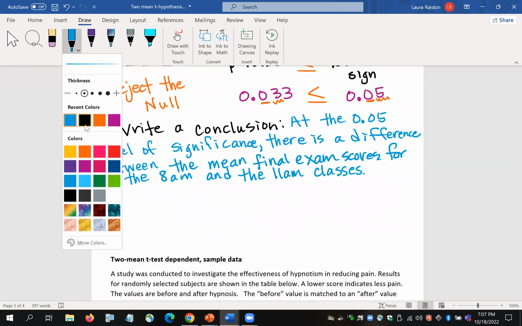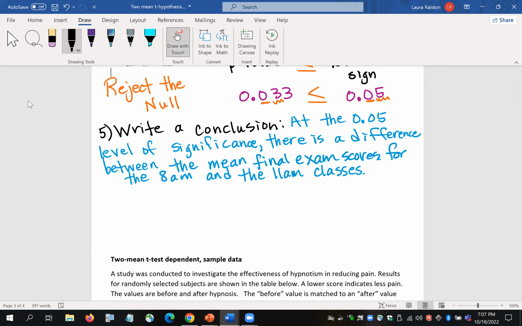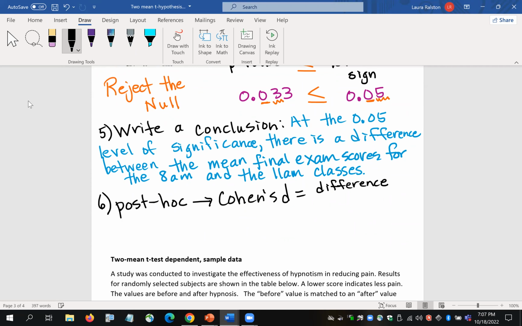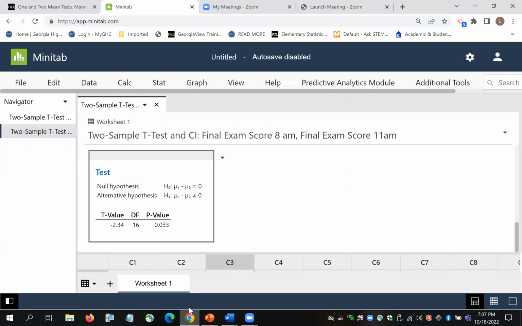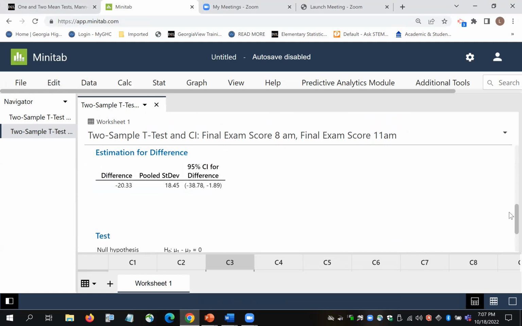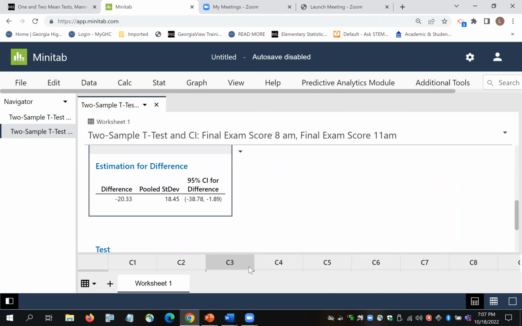It's an independent t-test, so I have to go one step further and run the post-hoc test. The post-hoc test is Cohen's d. Again, it is the difference between the means divided by the pooled standard deviation, which we have already found in our Minitab results, going back out to get them, under the header, estimation for difference.